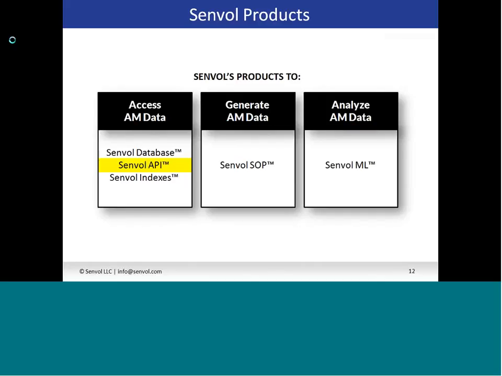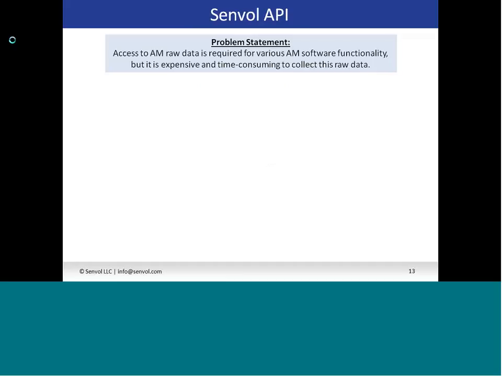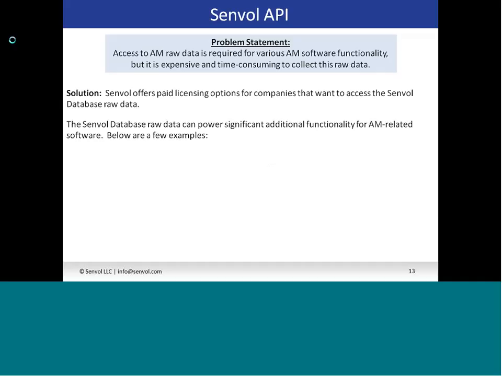Next, I'm going to talk about the Senvol API, and we're still in the access additive manufacturing data bucket. So the problem statement for the Senvol API is that access to additive manufacturing raw data is required for various additive manufacturing software functionality, but it's expensive and time-consuming to collect this raw data. So the solution here is that we provide paid licensing options for companies that want to access the Senvol database raw data. What I just showed you is free to access on our website, but if you want all the raw data to integrate into your software or platform, we do provide licensing options.